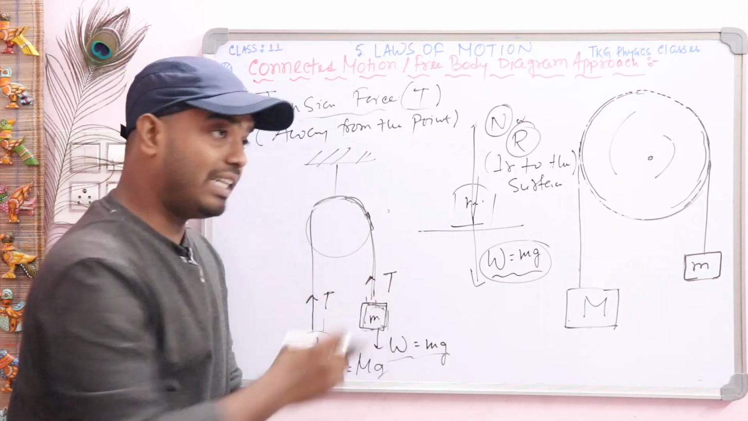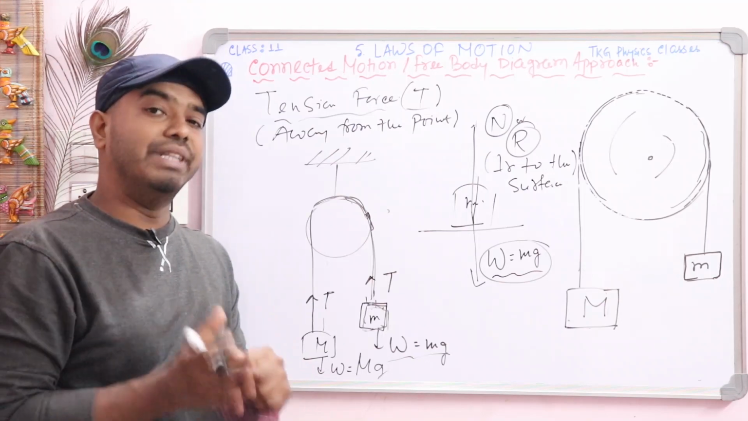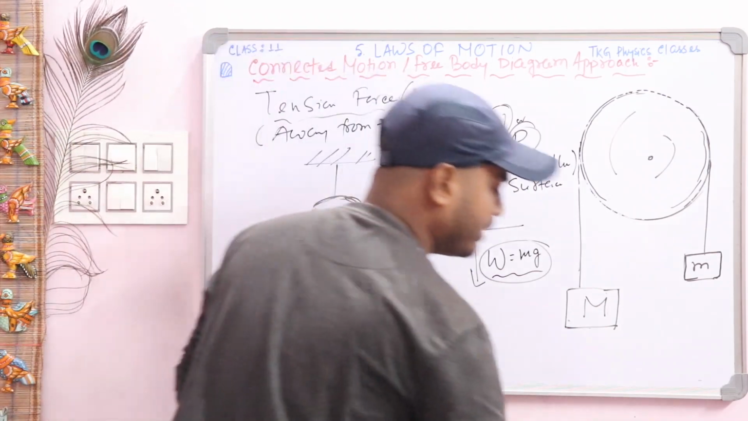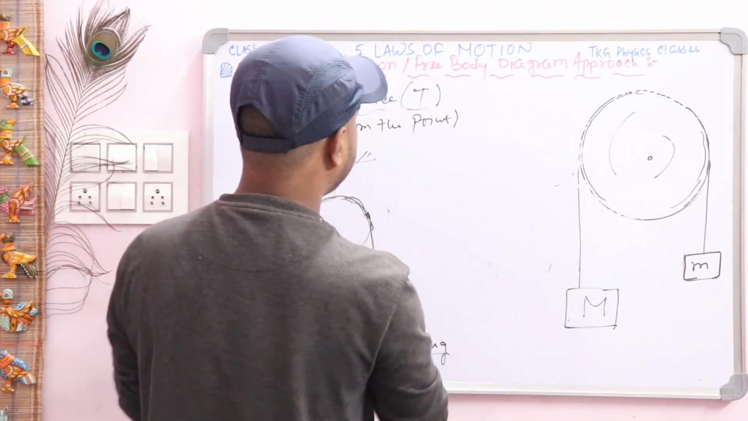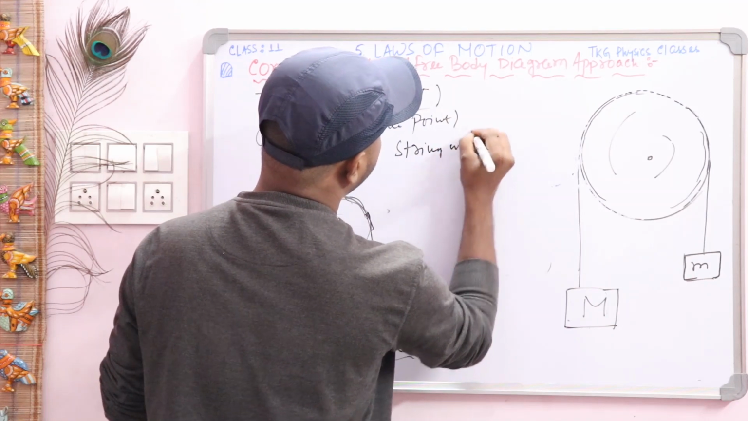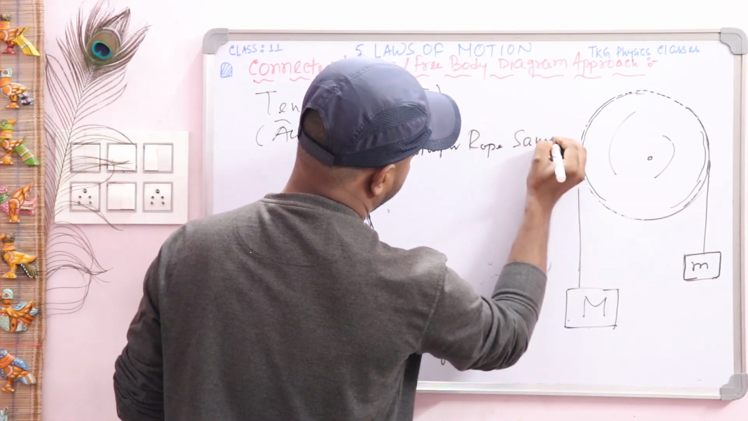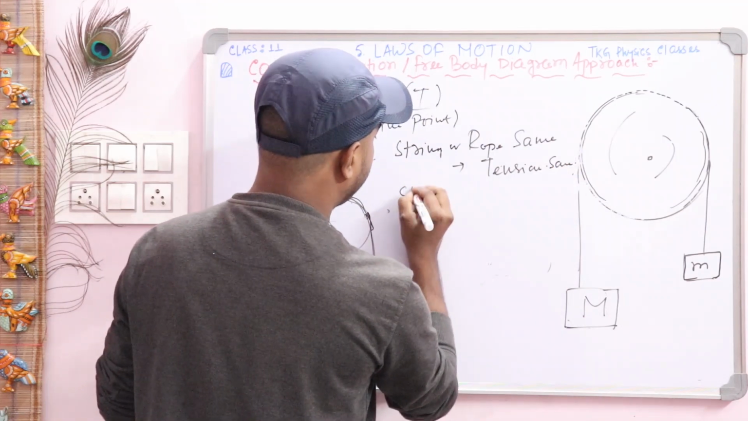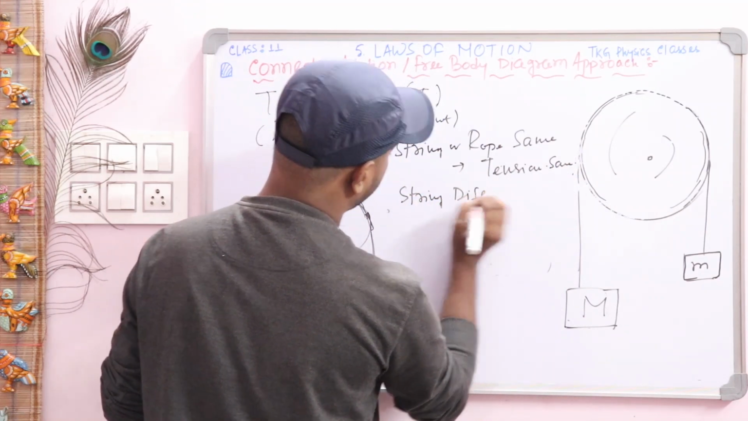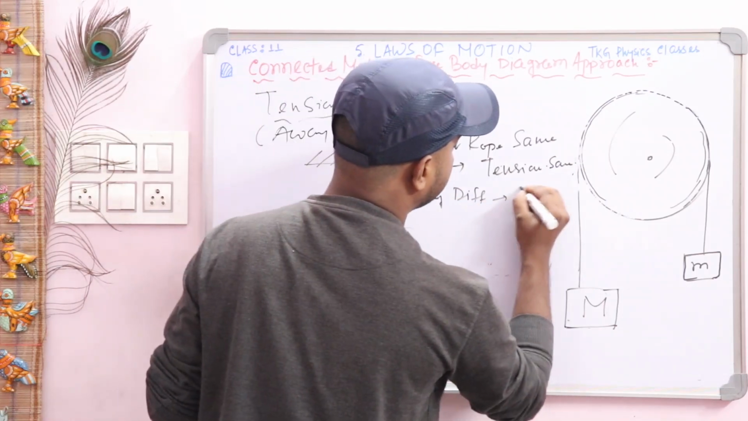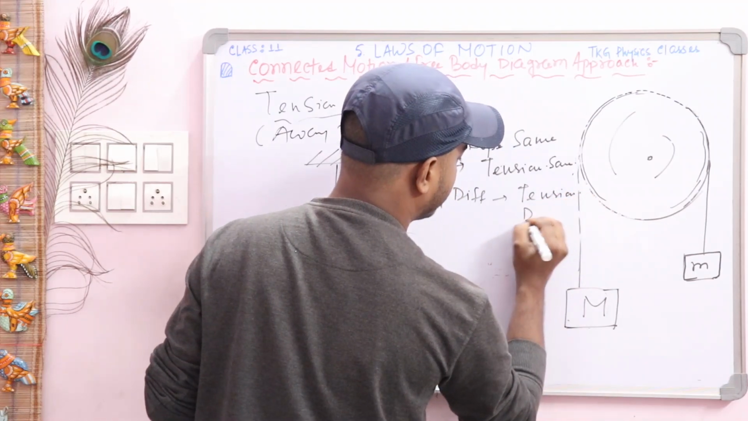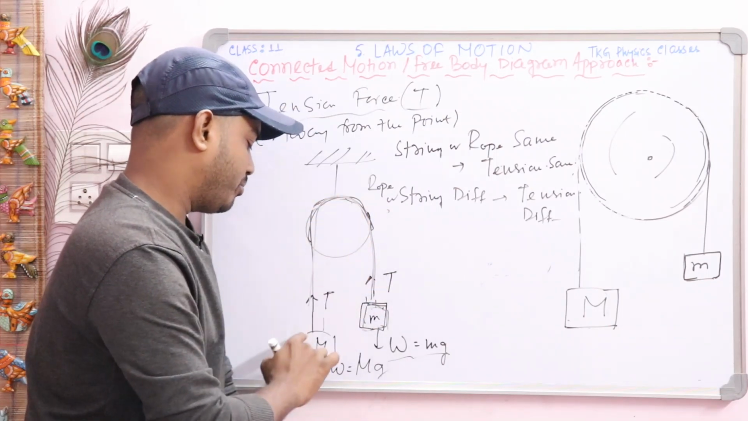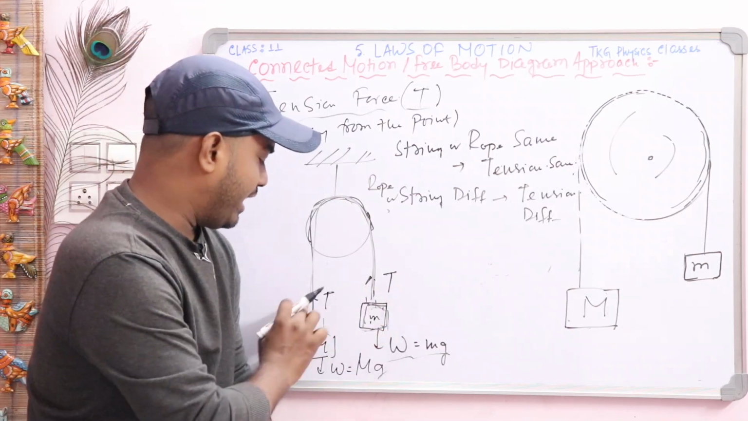And why are both named T? Because the string or rope is the same, that means the tension is the same. Rope or string changes, tension changes. Mind it. So write down our second point: when the string or rope is the same, the tension force name is the same, tension same. When the string or rope is different, the tension force name will be different, tension force different. So this is the concept. Here the same string connects two bodies, so both tension forces are named T.